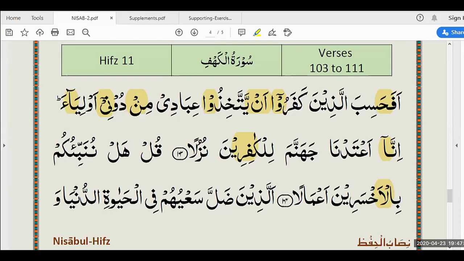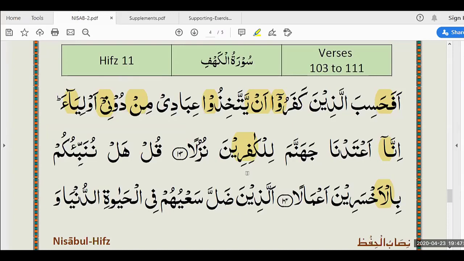In this case, we are going to do ikhfa, okay? So do ikhfa for me, please. Min duni awliya. Now try again. Not min, don't say min. Min duni. You have to hide the noon sound. Min duni. Good. Just practice on that, okay?